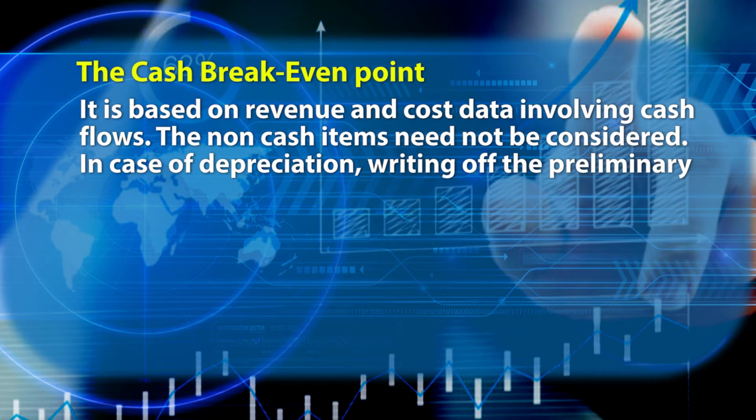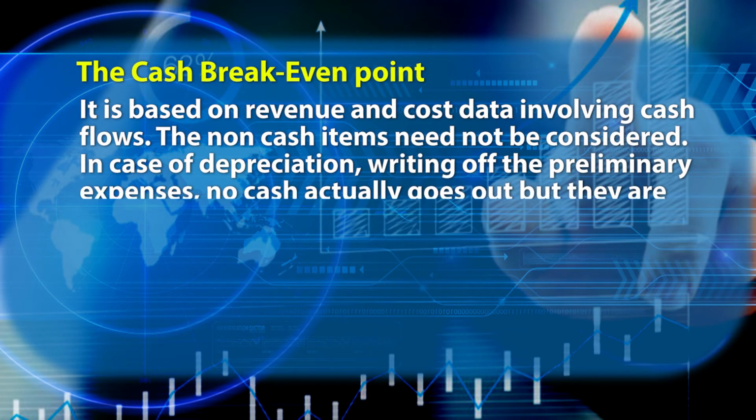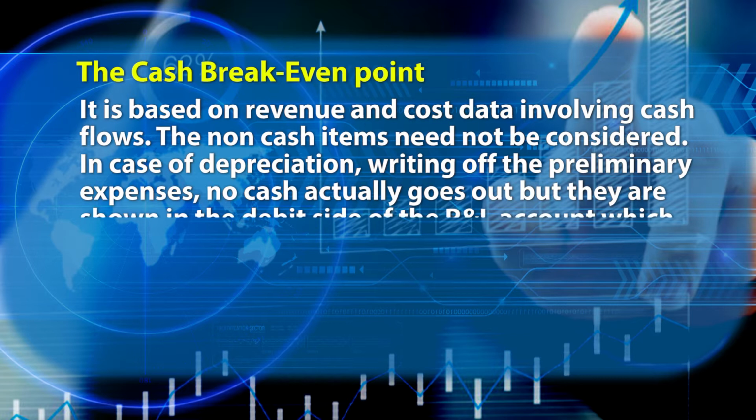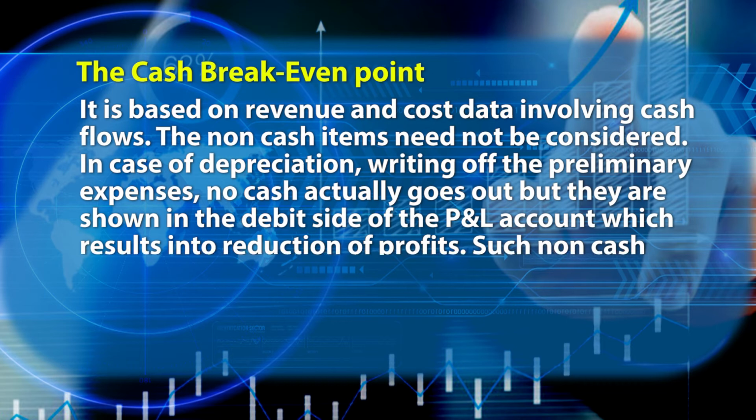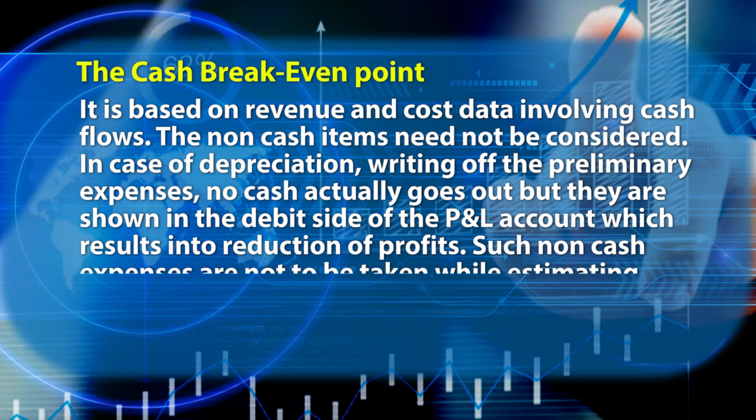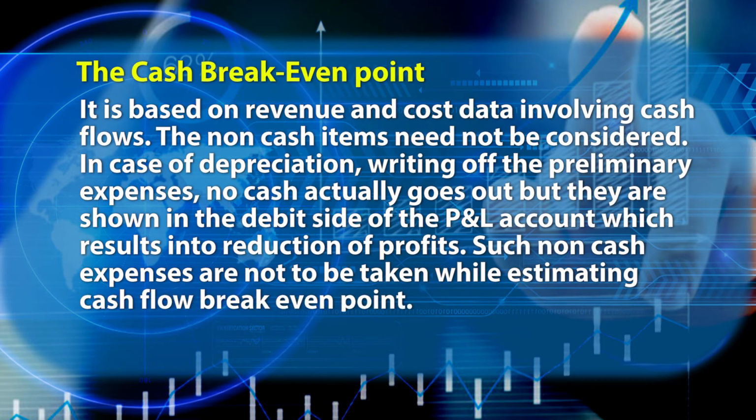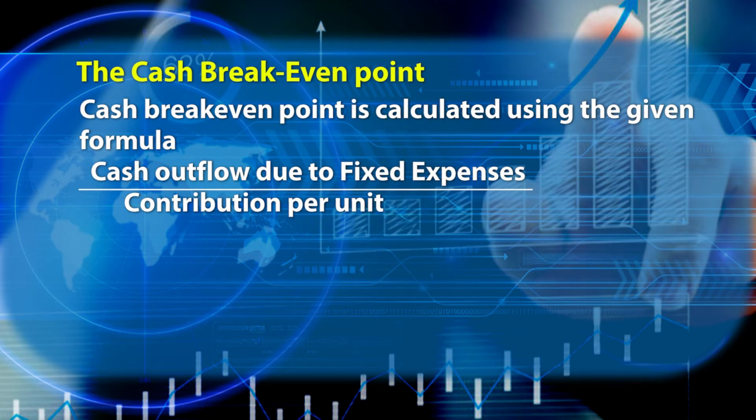In case of depreciation, writing off the preliminary expenses, no cash actually goes out, but they are shown in the debit side of the P&L account, which results into reduction of profits. Such non-cash expenses are not to be taken while estimating cash flow break-even point. Cash break-even point is calculated using the given formula: cash outflow due to fixed expenses to be divided by contribution per unit. Let's understand this with the help of an example.